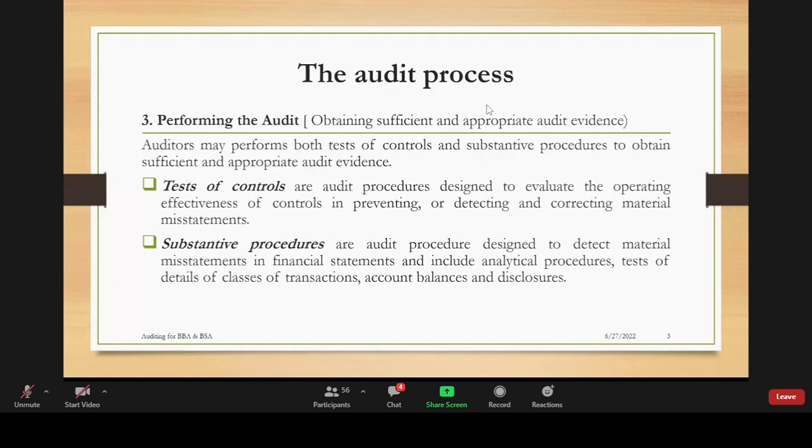Okay, so the tests of controls are the preliminary activity that you perform while doing an audit. Then there are what we call substantive procedures. These are designed to detect material misstatements in financial statements. Now, these include things like analytical procedures where you're going to do ratio analysis, or you're going to do deep tests of particular classes of transactions, account balances, and disclosures.